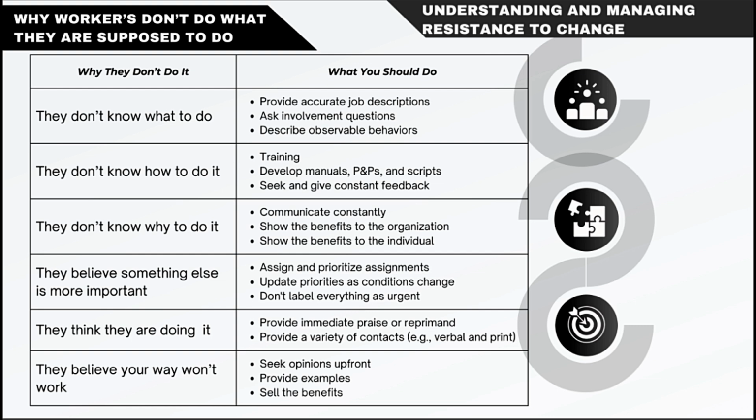For number one, when workers don't know what to do, it often indicates a lack of clarity or understanding about their roles and responsibilities. To address this, providing accurate job descriptions is essential. These descriptions outline the tasks, duties, and expectations associated with each role, helping employees understand what is expected of them. Also, asking involvement questions allows employees to engage in discussions about their roles and tasks, clarifying any uncertainties they may have and providing an opportunity for managers to offer guidance.